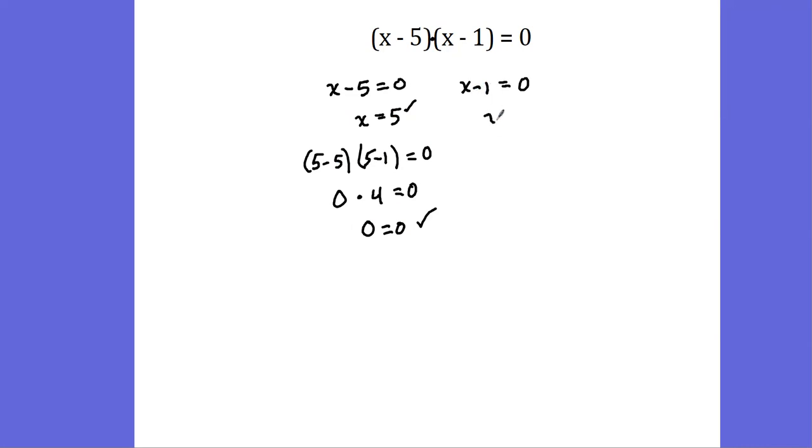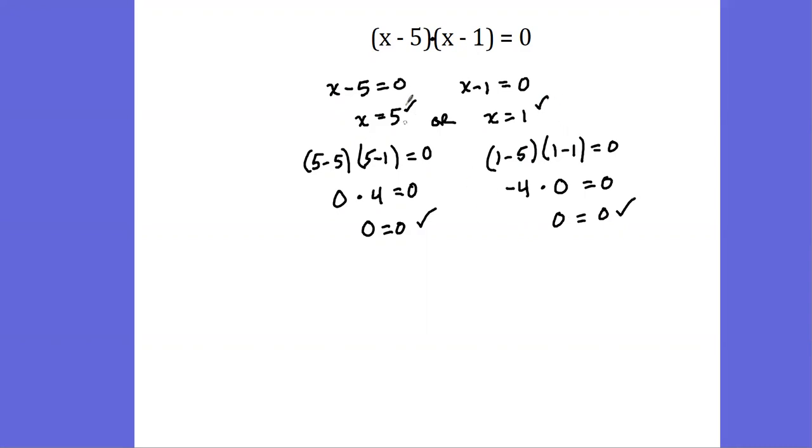If x minus 1 equals 0, we add 1 to both sides, we get x equals 1. So my second solution, I'm thinking, is x equals 1. Let's plug it in and see if that math works out. So if x equals 1, this would be 1 minus 5. And we're going to multiply by, plug in 1 right here. This would be 1 minus 1. And if we simplify, 1 minus 5 is negative 4, 1 minus 1 is 0, and negative 4 times 0 is 0. So we have a good solution here. So our two solutions are x equals 5, x equals 1.